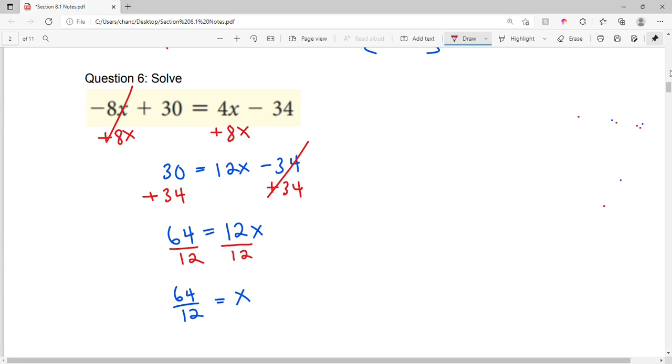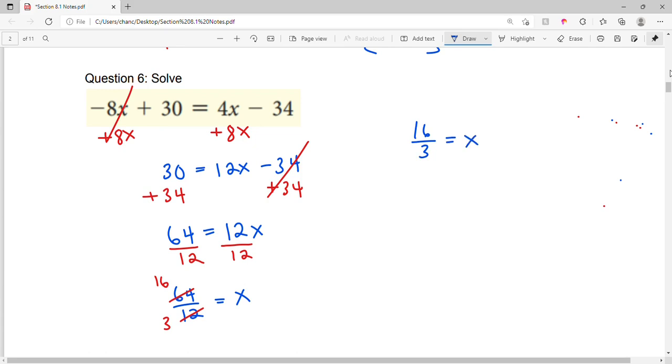Let's reduce 64 over 12. They have a common factor of 4. Let's divide the numerator by 4. We get a 16. We'll divide the denominator by 4. We get a 3. So my answer is 16 over 3 equals x.